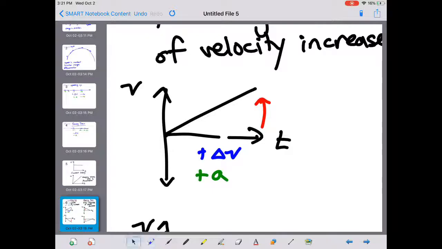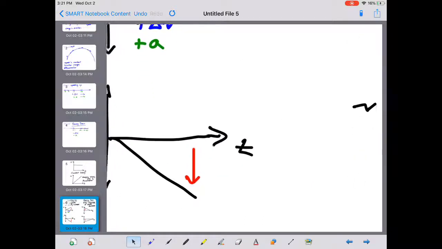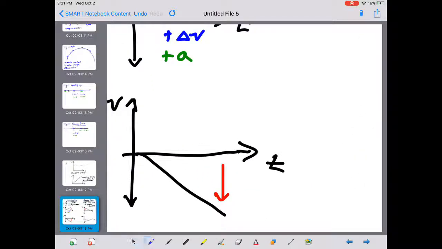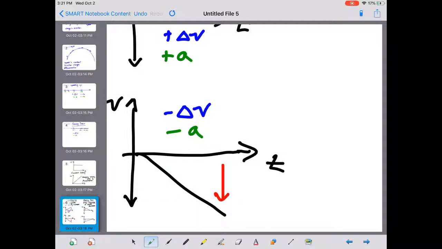Now if we go down to the second graph here. I have a negative change of velocity here because I'm going down, so a negative change of velocity. And then if you look at the slope of that line, it is negative because I'm going down. So since the slope is negative, that means I have a negative acceleration. And you notice here, again, even though they're both negative, they're in the same direction, therefore I'm speeding up.